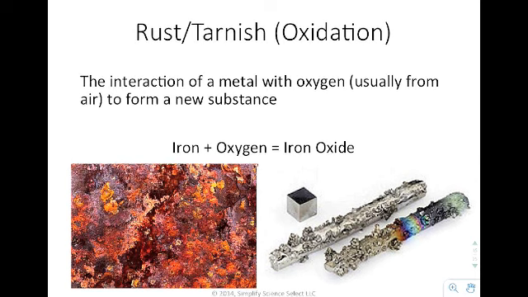So examples of chemical properties include rust or tarnish, which is generally called oxidation. So it's the interaction of a metal with oxygen, usually air, to form a new substance. So you see an example here where iron is mixed with oxygen to form iron oxide. Okay, you can see it for iron, for rust, for copper. Those metals generally oxidize and they rust or tarnish.